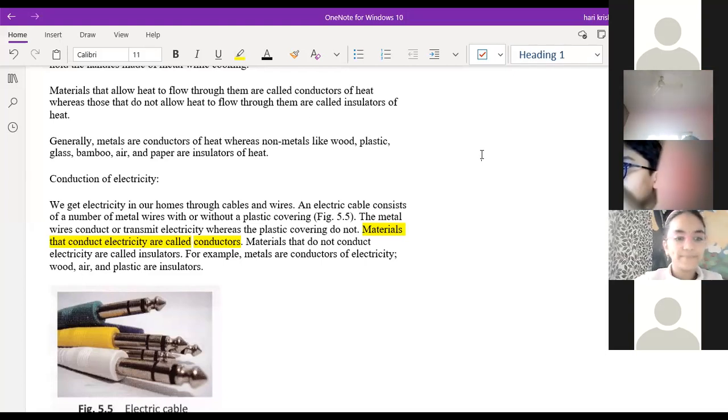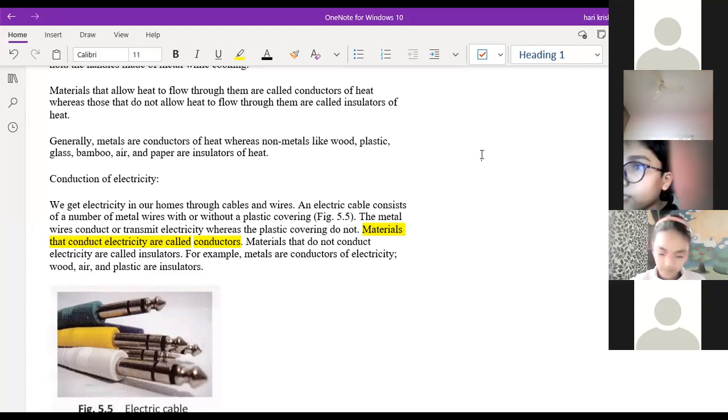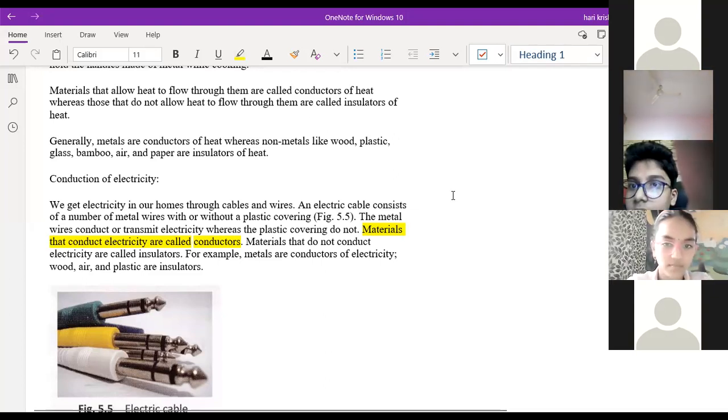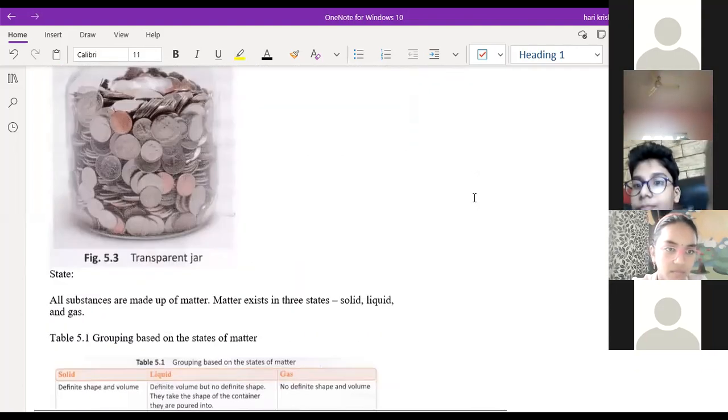Okay, sir. Any doubts, anyone? Turn on your cam. Okay, this is all about the sorting of materials into groups. Any doubts in this chapter?